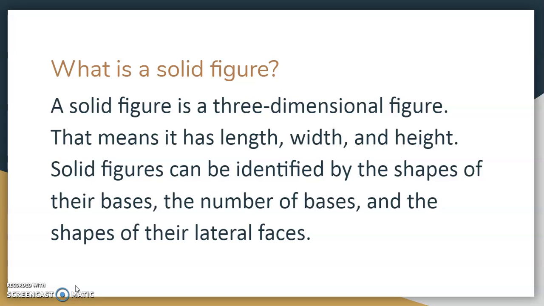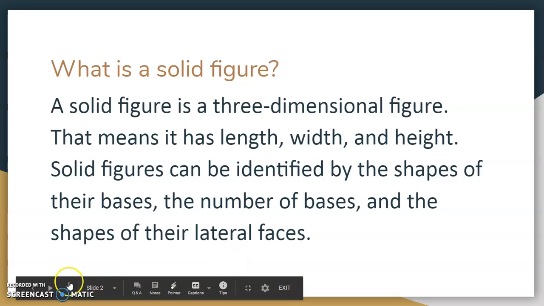Solid figures can be identified by the shapes of their bases, the number of their bases, and the shapes of their lateral faces. And when it's talking about lateral faces, it means the sides. If you were to get a box in the mail where every side is a perfect square, that would be called a cube. A cereal box is a rectangular prism. It's a solid figure. You have cylinders, triangular prisms. There's just all these different solid figures that are 3D. So you just think of your objects that are 3D.